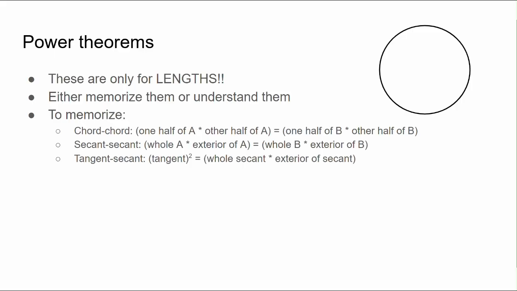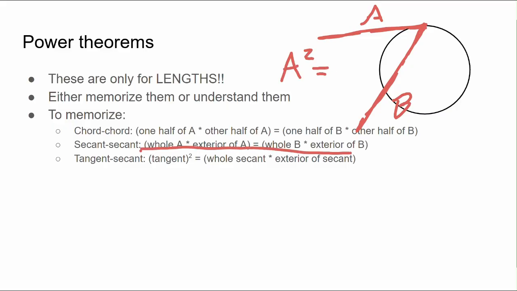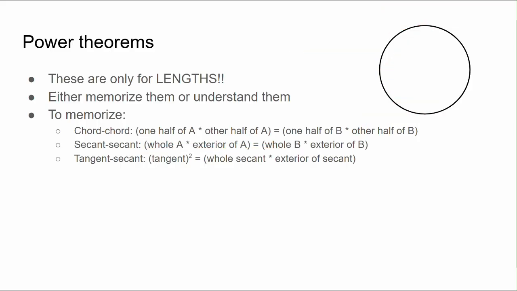And then lastly, you got the tangent secant. Tangent, like you're going off on a tangent. You start here, and you just go like that. And then you got your secant, which is cutting. For this one, the tangent will just be itself squared. So this is the tangent, secant. Tangent is just itself squared. And then the secant is the same as the secant, secant one. So the secant is the whole thing times the little thing. So B times exterior. And so that's how, if you want to memorize the formulas, that's how you'd memorize those formulas.